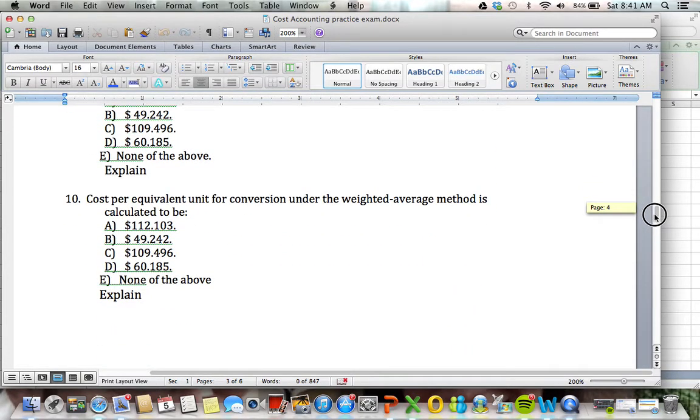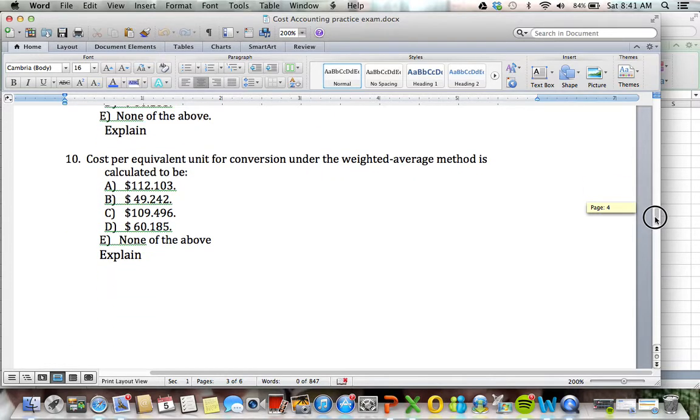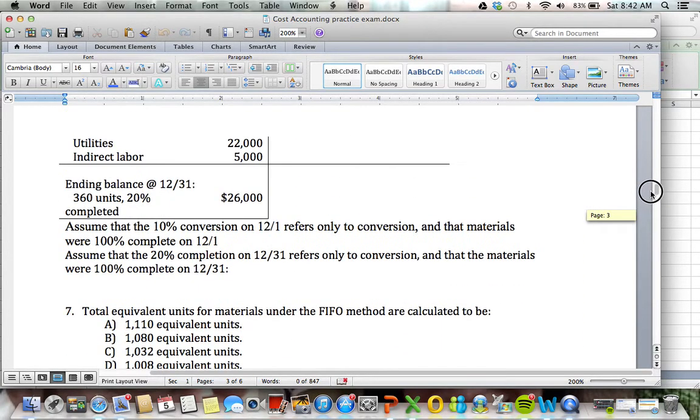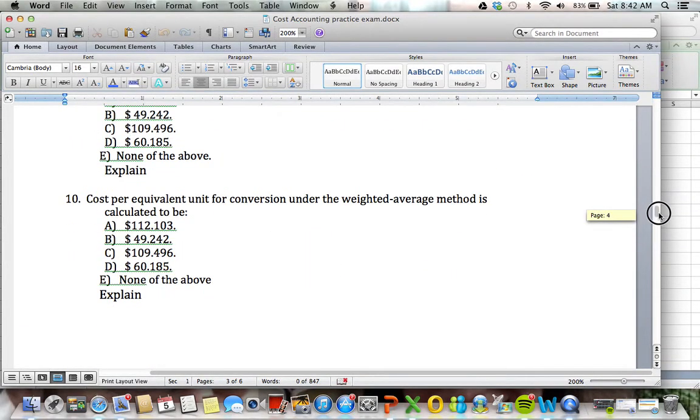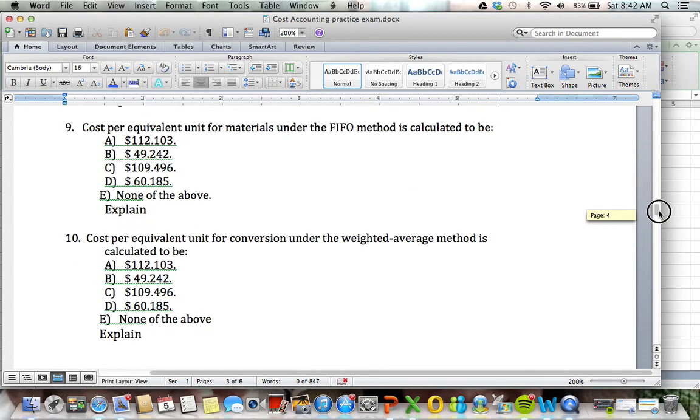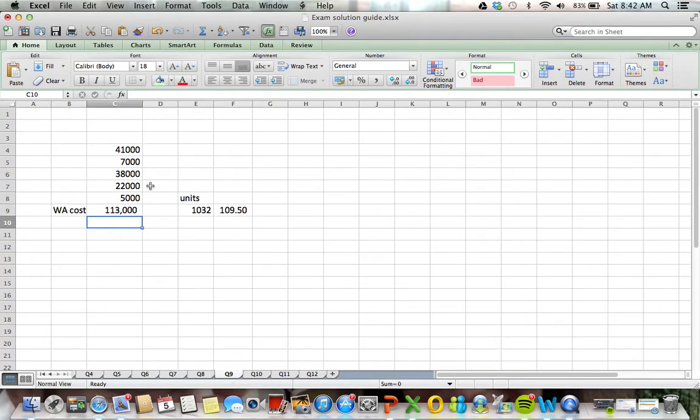Okay, now moving on to the next one. The question here is, what is the cost per equivalent unit for conversion under the weighted average method? So for conversion, we have to add up all the costs that we have for overhead and for labor that we added. We want to add up all these costs and then divide it by the units that we have for conversion for weighted average. So this one is going to be adding up all the different costs. So we have 41,000, 7,000, 38, 22, and then 5.